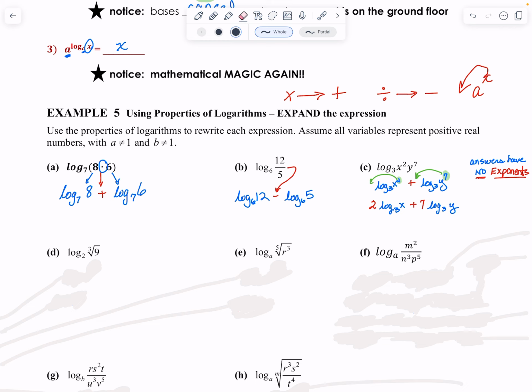This one's a little bit different because I don't have an exponent. I have a cube root. But remember, we can write the cube root as an exponent. So once I do that, I have to bring my exponent out front. So my final answer is 1/3 log base 2 of 9. And we're basically doing the same thing in letter E. It's just we have a whole bunch of letters, not just numbers. So now it's log base A of the 5th root of r to the 3rd. So now that's log base A of r to the 3/5. And I'm just going to take those 3/5 and I'm going to pull it down front for my final answer.